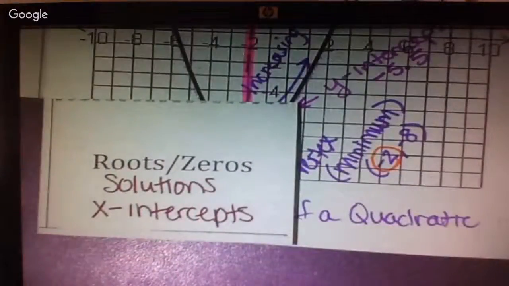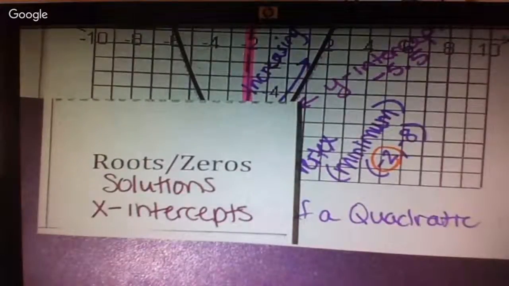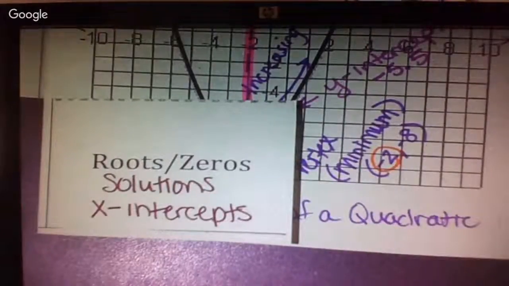Why do they gotta give us these terms? So each one of those words mean the same thing. If I ask you, find me the roots, I want to know what are your x-intercepts. If I say, find me the zeros, I want to know where are your x-intercepts. If I said, find me the solution, find me the x-intercepts. They are going to tell you this in as many ways that they can because y'all are going to go, wait, what's that mean again?